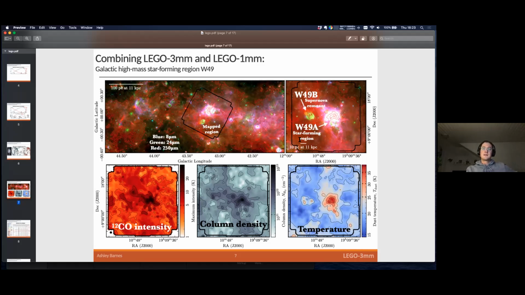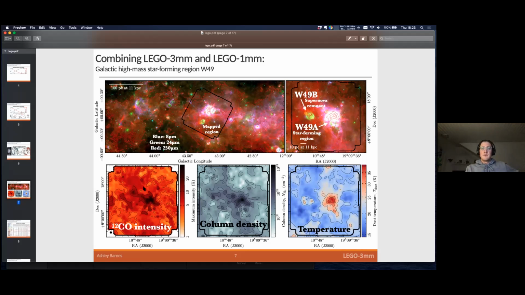And the region that we studied, as I said, is 100 parsec by 100 parsec, and includes a lot of interesting features, such as the massive star forming region W49A, but as well various supernova remnants here, W49B, and various cold clumps and various other features around the map here.